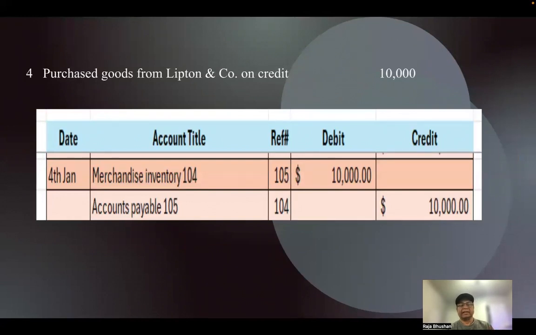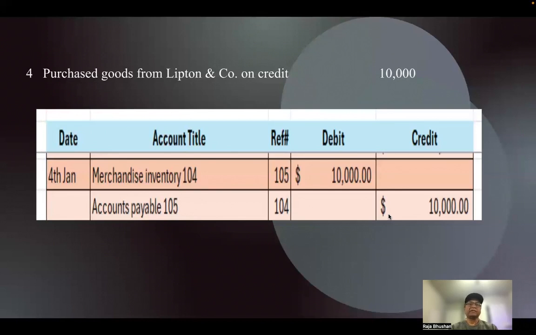Since it is a liability, to increase the liability balance, we credit it. To decrease the liability, we debit it. So you know the rules of debits and credits. Merchandise inventory being an asset, we got merchandise inventory, so to increase that, we debit it. And accounts payable is a liability. To increase the liability, we credit it.